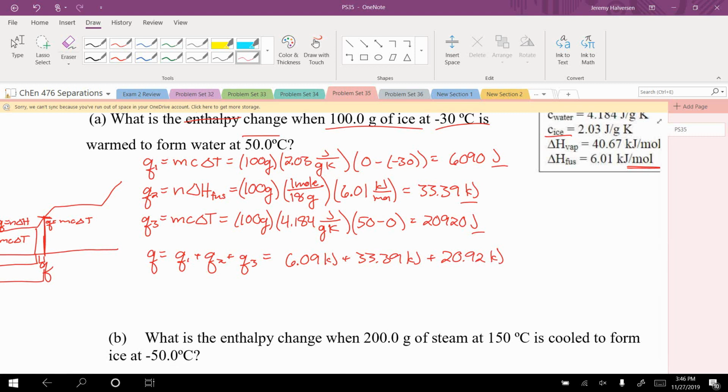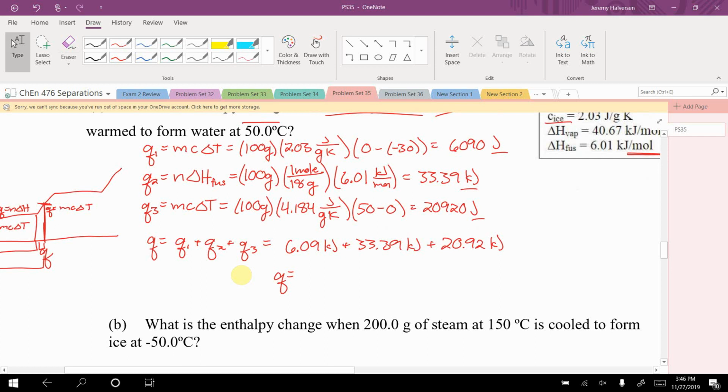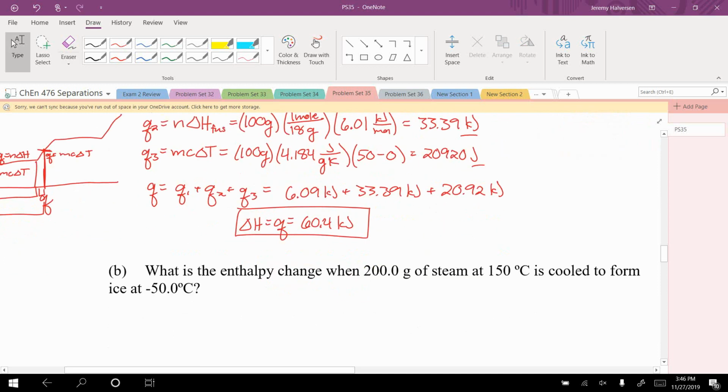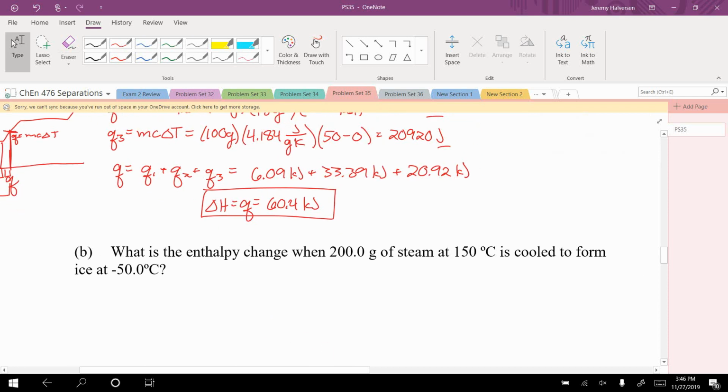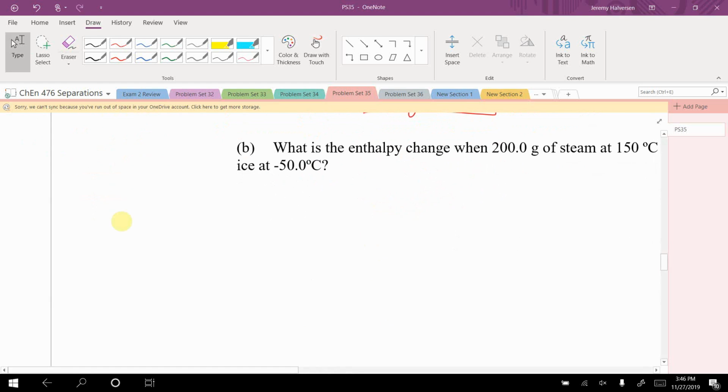And when I add them all up, I'm going to get that my total heat or total enthalpy change, so I could say delta H equals Q, which equals 60.4 kilojoules. Okay, so what is the enthalpy change when 200 grams of steam at 150 degrees C is cooled to ice at -50? Okay, so if I were to draw my heating curve, okay, where am I starting?